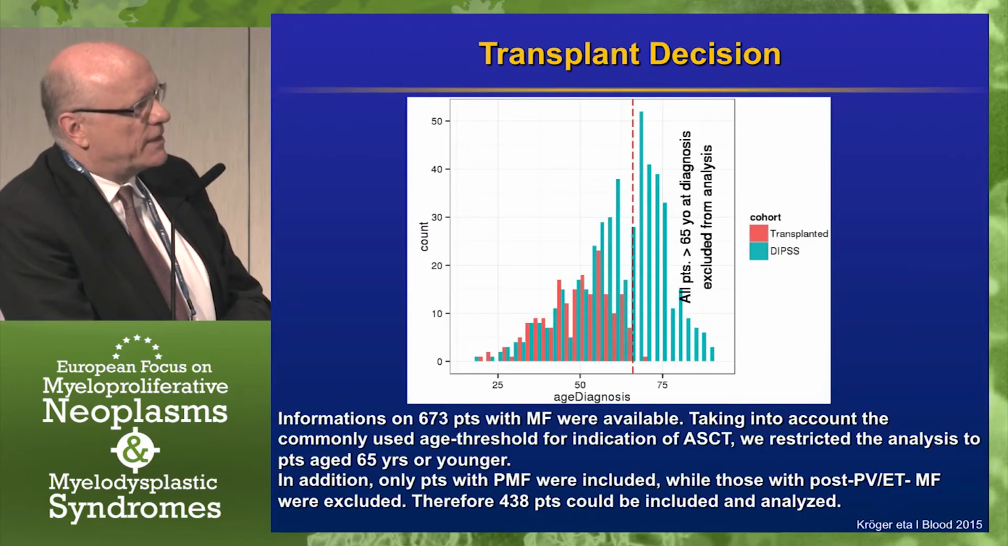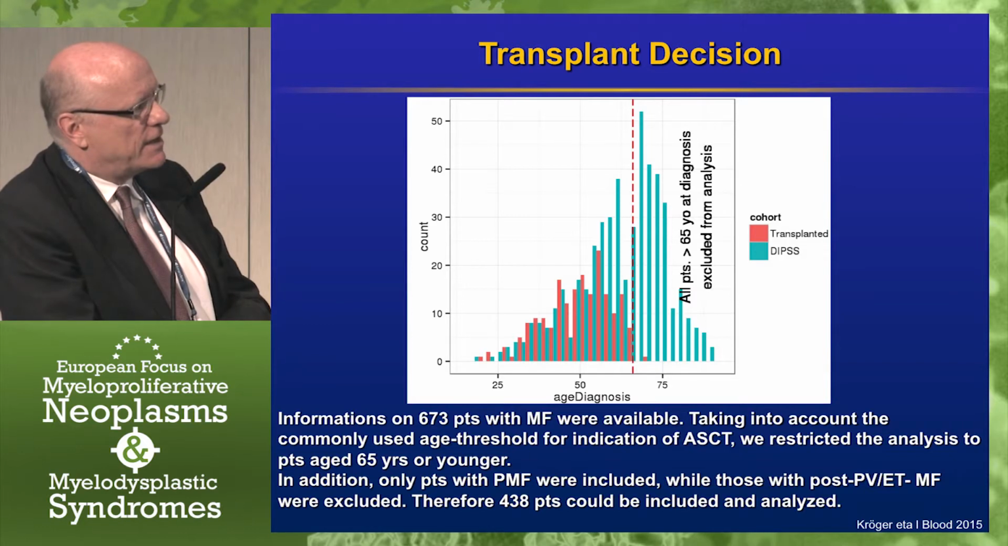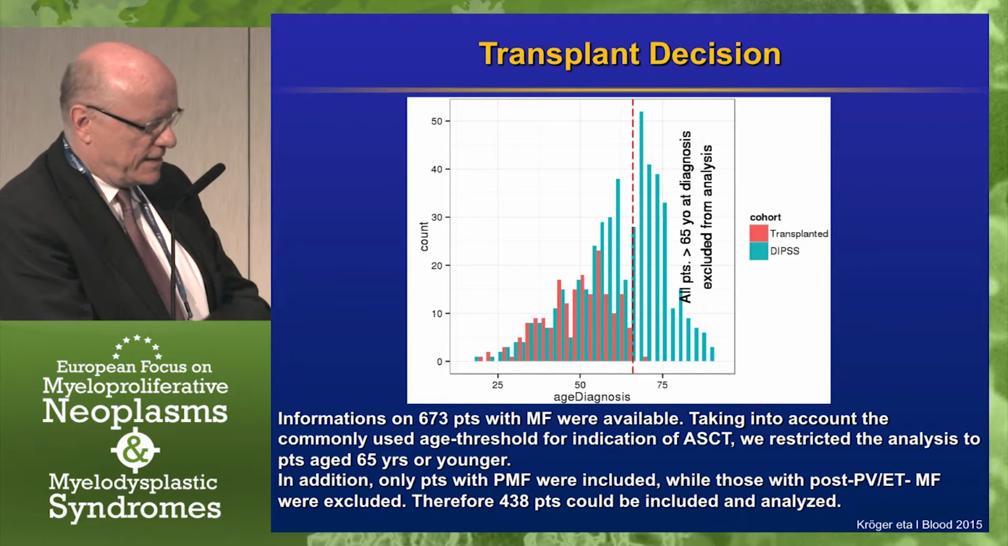Therefore, with Francesco Passamonti, we built a statistical model. We looked at the patients in his database who received a non-transplant approach, in the blue and green curves here, and we looked at the transplant patients, the red one. You can nicely see that the transplant patients were mainly less than 65 years of age. So in this cohort of more than 600 patients, we restricted our analysis to those less than 65 years of age. We ended up with about 438 patients, analyzed with the so-called decision-making analysis.